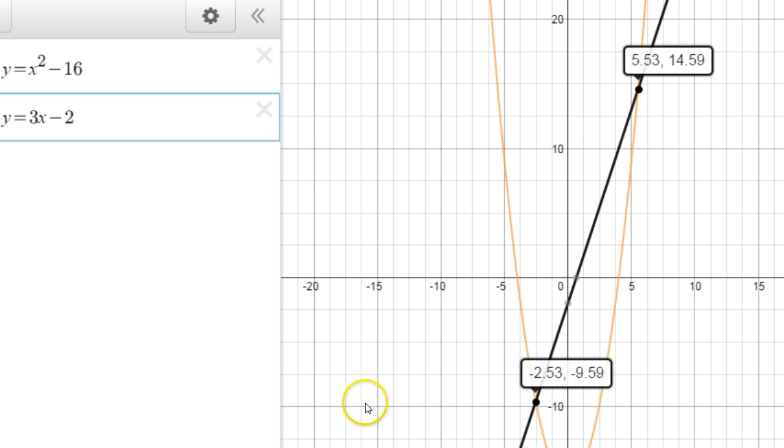Now, if you just wanted to solve it like regular and actually use substitution and everything, that's totally fine. Just take this, plug it in for y, and you have to understand you're now dealing with a quadratic. So 3x minus 2 equals x squared minus 16. I would seriously move everything over to the right, and I would get 0 equals x squared minus 3x minus 18. And I would just work my way down.